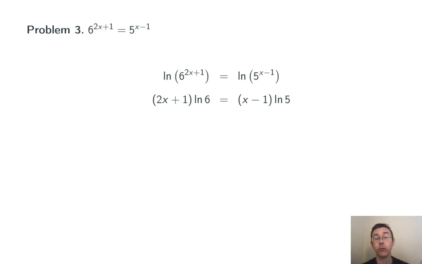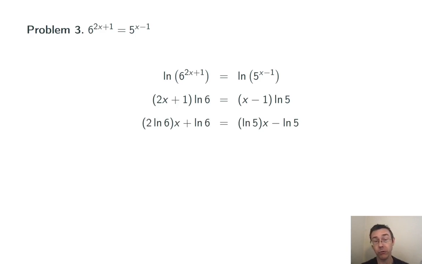So here I get 2x plus 1 times the natural log of 6 equals x minus 1 times the natural log of 5. Now, this looks ugly and intimidating until you remind yourself that the natural log of 6 and the natural log of 5 are both just numbers. So if we were to replace them with, say, 4 and 7, we would know just how to solve this. And really, we're going to follow that exact same procedure, as if natural log of 6 and natural log of 5 were replaced with just integer constants.